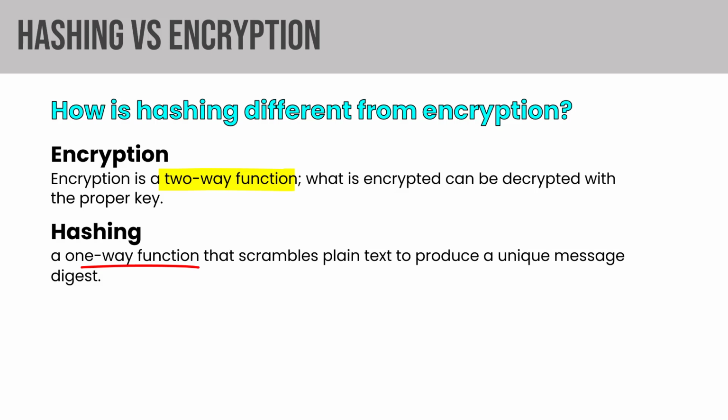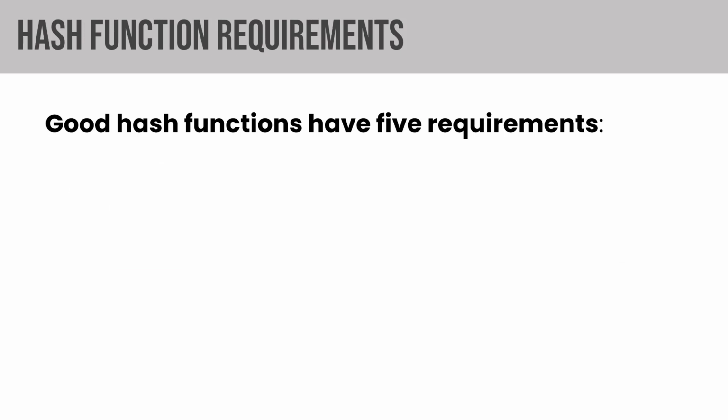So for example, if you were to look at passwords in memory on a system, your passwords are typically hashed, and it's the password hash that's passed between systems in an authentication sequence. So there's no way to reverse a hash if it's properly designed. So good hash functions have 5 requirements.